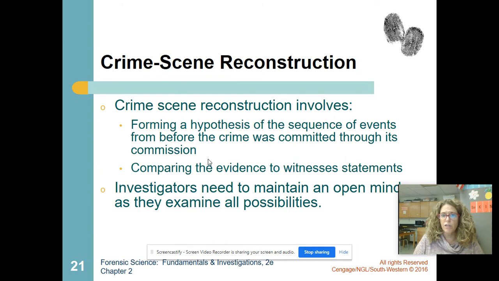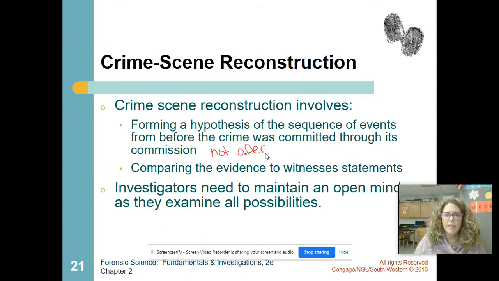So crime scene reconstruction involves forming a hypothesis of the sequence of events from before the crime was committed through its commission. Remember, we want to go back through prior to the crime until the crime, not after the crime has been committed. We stop there. Then we compare the evidence to witness statements. We have to compare what the witnesses say and what the evidence says.